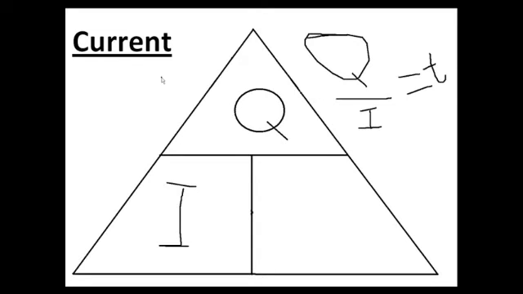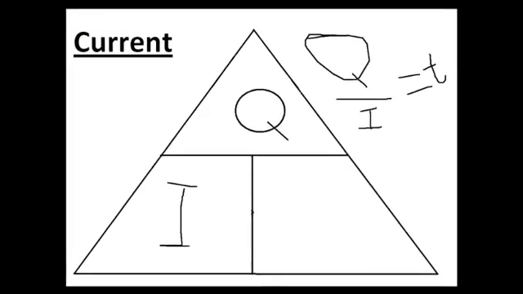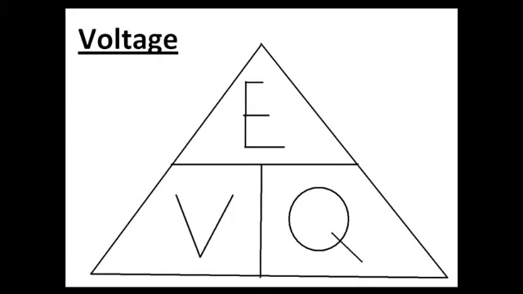So that's how you find out the different variables with only having two sets of information for the current formula. Okay, so now I'll show you the formula for calculating voltage, which is V equals E divided by Q. This pyramid works the same exact way as it does for the current chart. So V equals voltage, E equals energy, and Q equals charge.